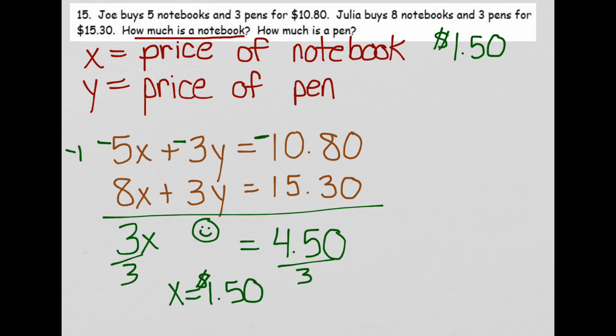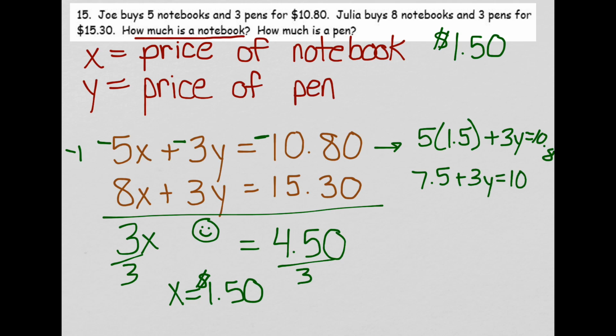But we're still not finished. We need to find the price of a pen. So you can take that 1.5 and plug it back into x in either one of the equations. I'm going to put it in this first one. You could put it in the other one. It wouldn't be wrong. You would find the same answer. So 5 times the price of a notebook, which is 1.5. And yep, you could say 1.50 if you wanted to. I'm just trying to save room because I'm running out of room. Okay, that says 10.8 right there. And 5 times 1.5 is 7.5 plus 3y equals 10.8.